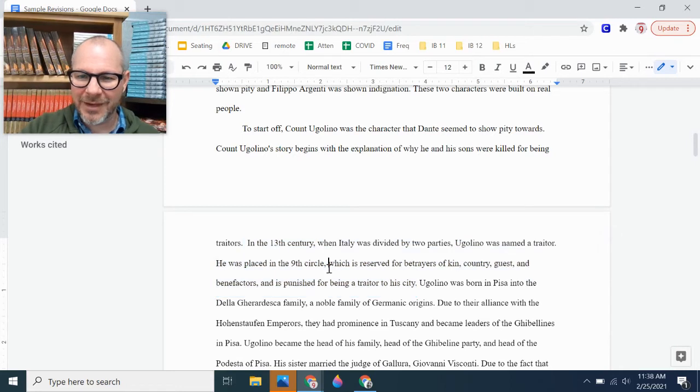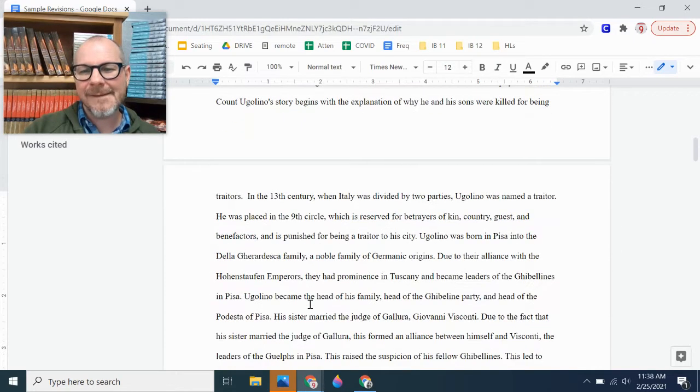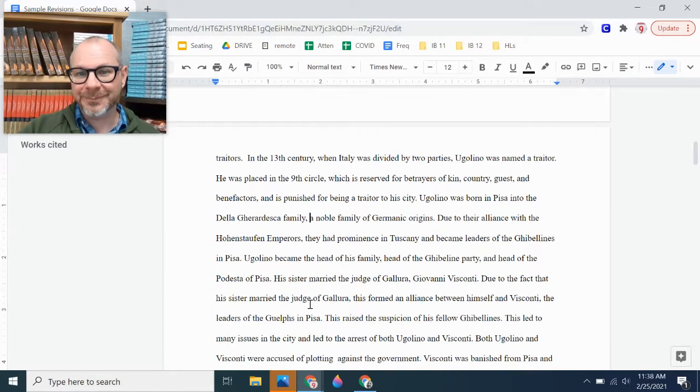Reserved for betrayers of kin, country, guest, and benefactors. That phrase, I'm just gonna be around here. Like that phrase makes me think, reading that paper, I would Google that, because that's kind of a mature phrase, especially the way the phrases are put together. I would be like, where'd that come from? Is that a quotation that was not quoted because it seems a little professional?